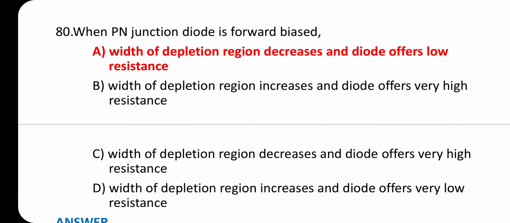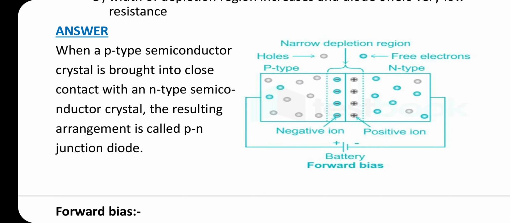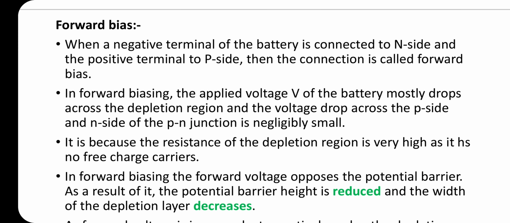80. When a PN junction diode is forward biased, the width of the depletion region decreases and the diode offers low resistance. When a P-type semiconductor crystal is brought into close contact with an N-type semiconductor crystal, the resulting arrangement is called a PN junction diode. The figure shows this PN junction diode, narrow depletion width. Forward bias: when the negative terminal of the battery is connected to the N side and the positive terminal to the P side, the connection is called forward bias.